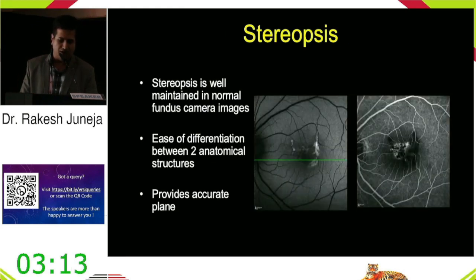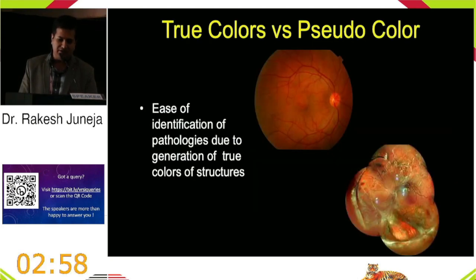Better is the stereopsis, you can actually perceive between the two pathologies, you can differentiate the level or the plane at which these pathologies are located, what you can miss in an ultra-wide field imaging if you look at the pathology as a whole. So it provides you the accurate plane and you can plan your surgery accordingly. One more thing is the true colors that are missed in the ultra-wide fields. We are getting the pseudo colors which are not actually true.